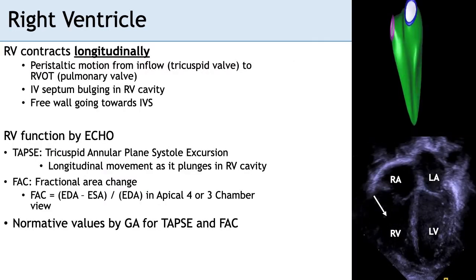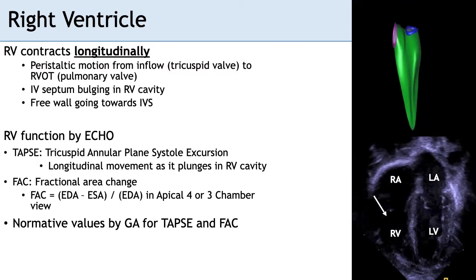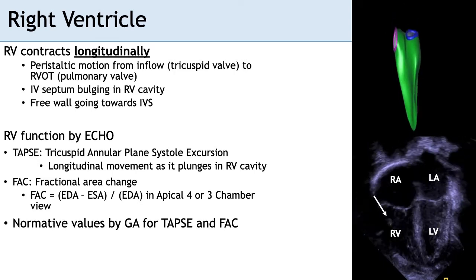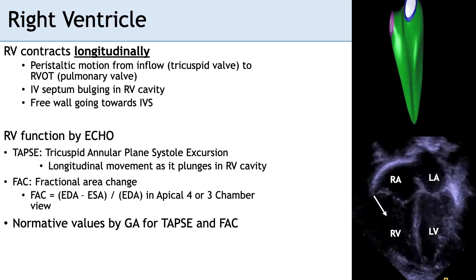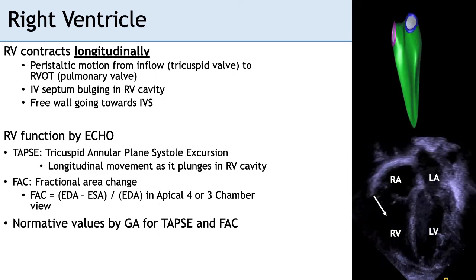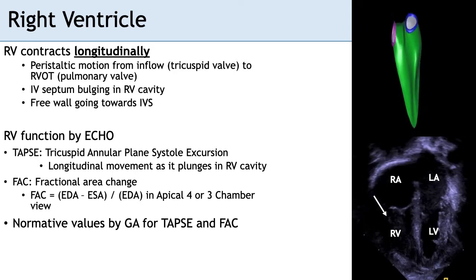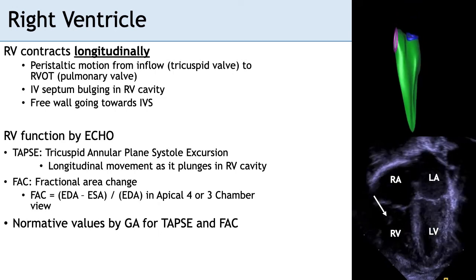And if you look at the right ventricle, it has a really specific geometry. It has fibrous discontinuity between the inflow valve and the outflow valve. It has this peristaltic motion that brings the inflow, typically the tricuspid valve, towards the right ventricular outflow tract, which is usually the pulmonary valve. And you have this interventricular septum that bulges towards the RV cavity. This might be impaired in the context of significant RV afterload, where you get dyskinesis of the septum. And you get this free wall that's usually going towards the interventricular septum. And so typically the right ventricle will have mostly a longitudinal type of contraction.